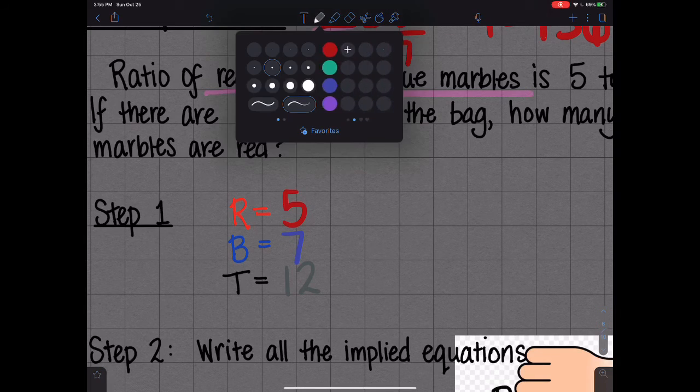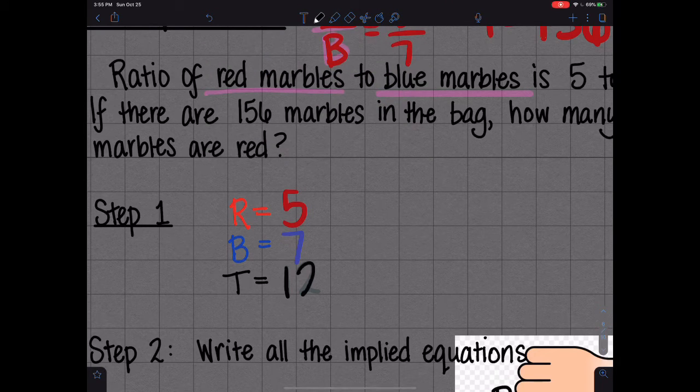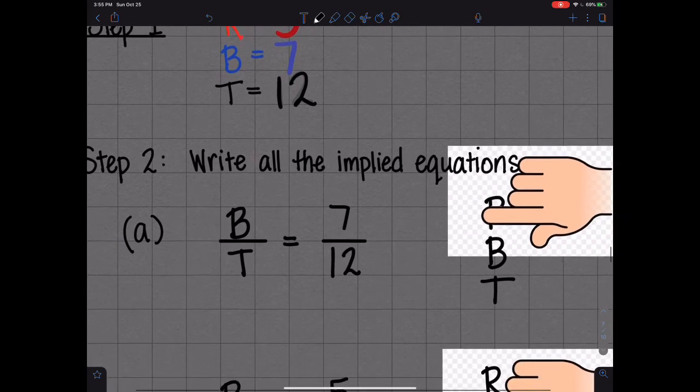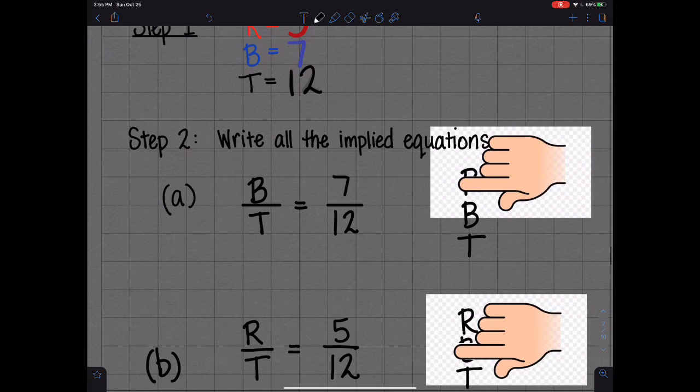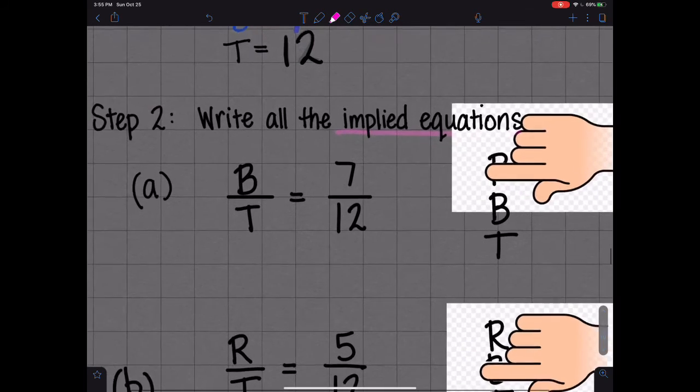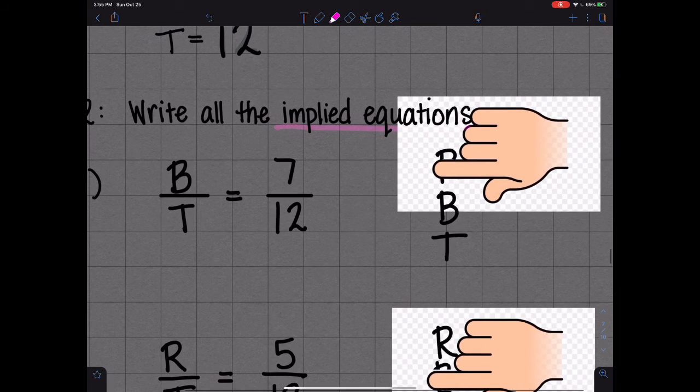I can't see that very well, so I'm going to write it in black. 7 plus 5, so 12. Okay, now that's a good piece of information for step 1. Now, step 2 is write all of the implied equations. So just like we were writing proportional equations before, we're going to do that with the information that we have.